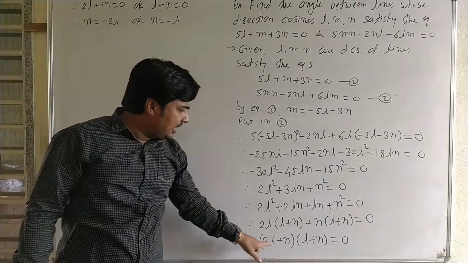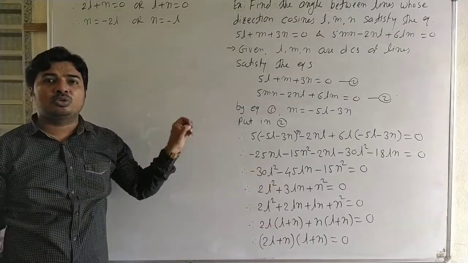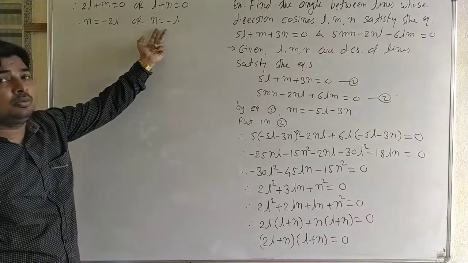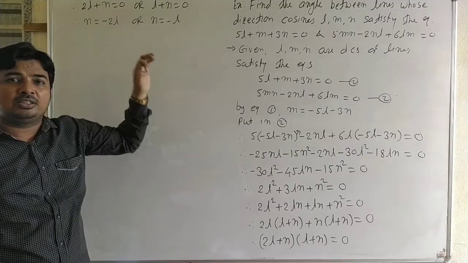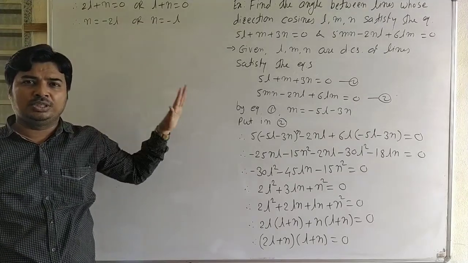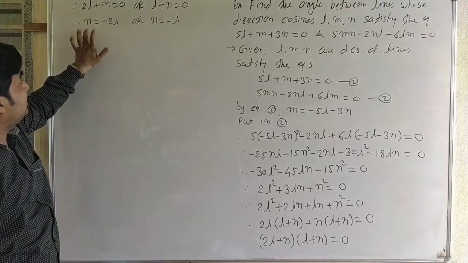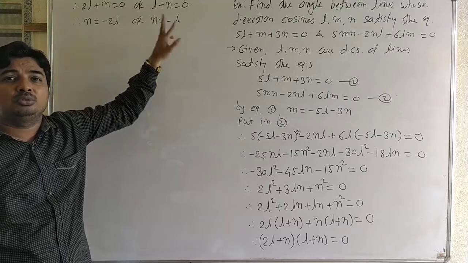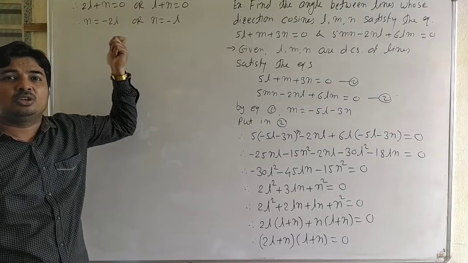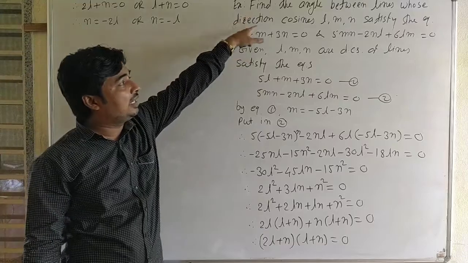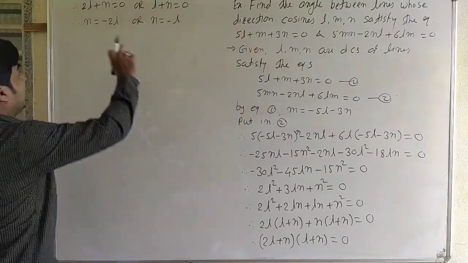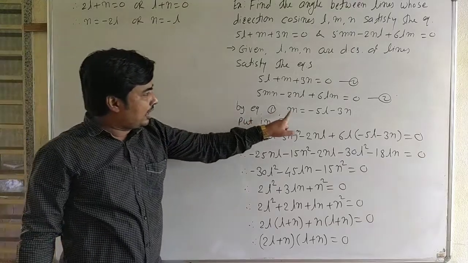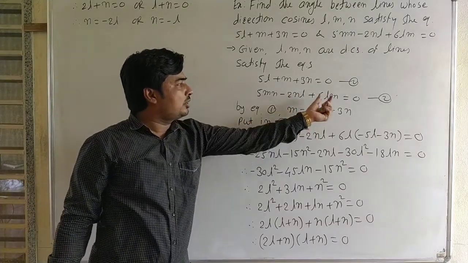Here L, m, n are the direction cosines, which are unique, and here there are two values of n, and the direction cosines of any line are unique. Therefore there are two lines, n is equal to minus 2L and n is equal to minus L. Therefore there are two lines and we want to find the angle between them. Here, with n in terms of L, we can write m also in terms of L.